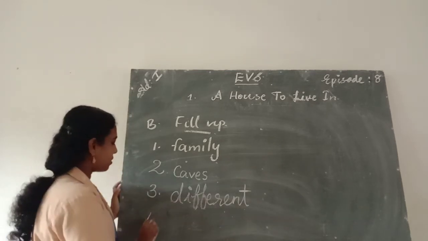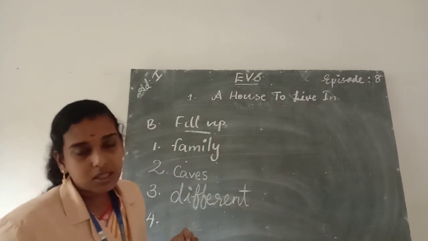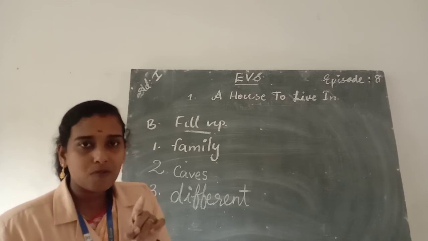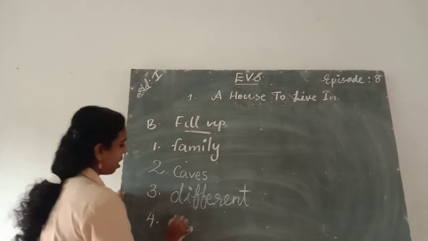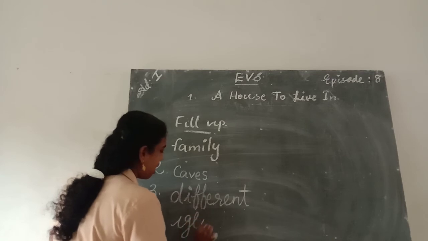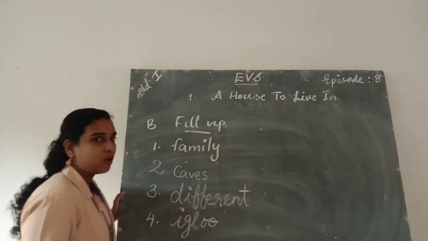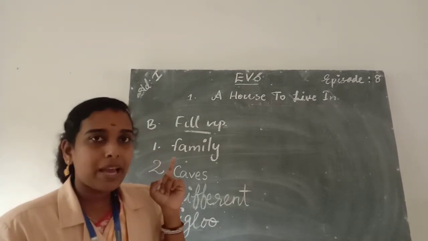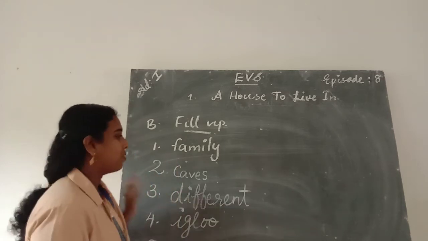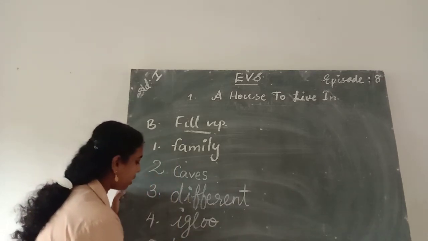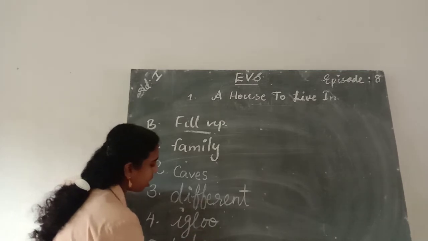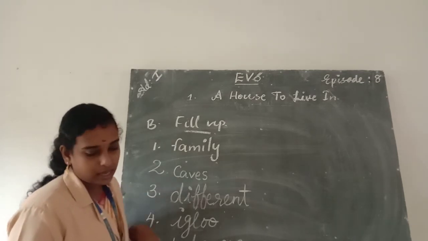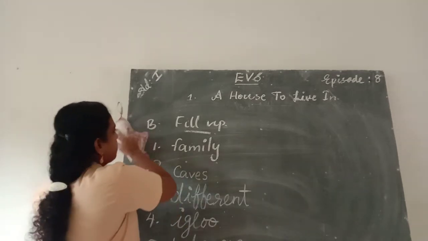And next question, question number 4. A house made of blocks of ice is called an igloo. I-G-L-O-O. Igloo. Then fifth question. We sleep and rest in our bedroom. What is the spelling of bedroom? B-E-D-R-O-O-M. Bedroom. Okay. So these are the answers of fill in the blanks.